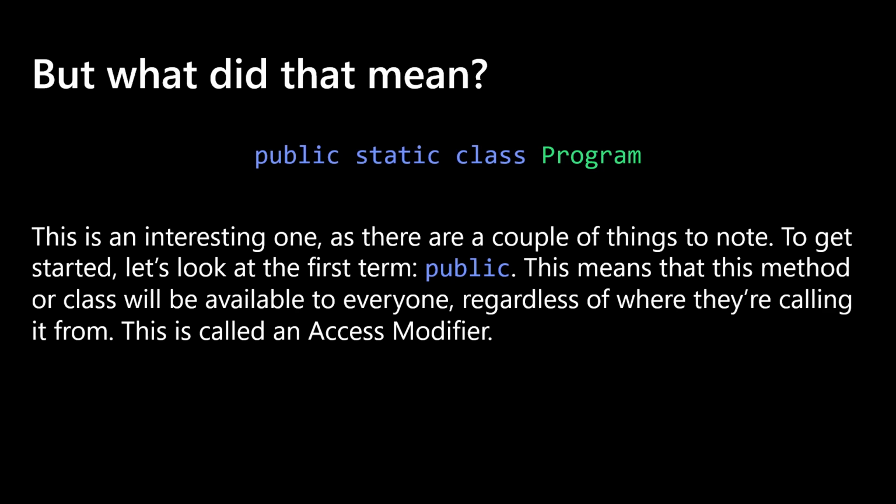Now, public static class Program is an interesting one because there's a few things to note here. To get started, let's look at the first term, which is public. This means that the method or class will be available to everyone, regardless of where they're calling it from. This is called an access modifier.